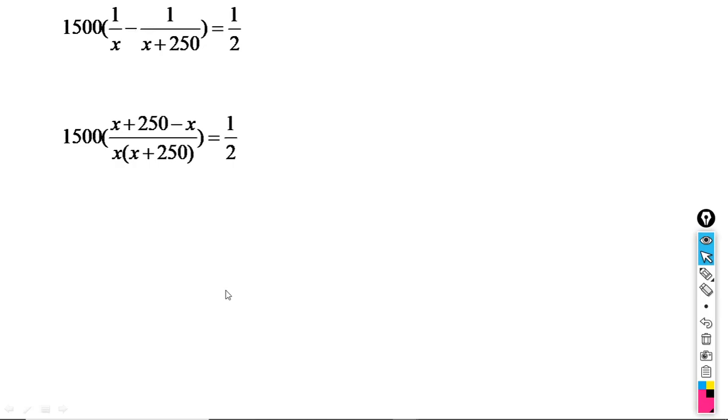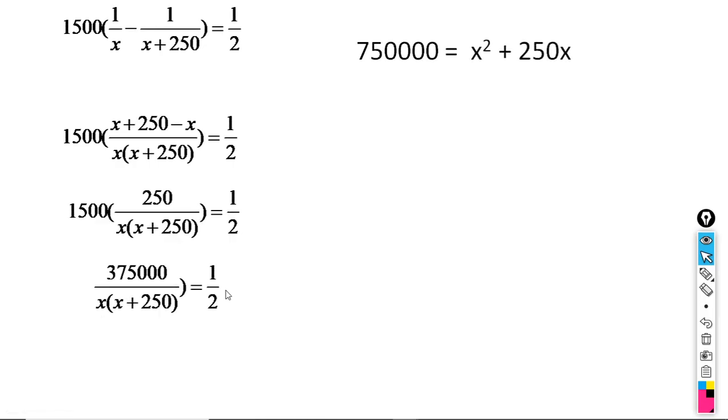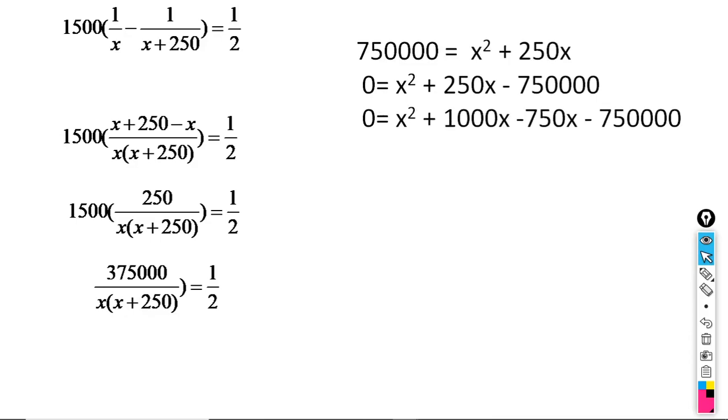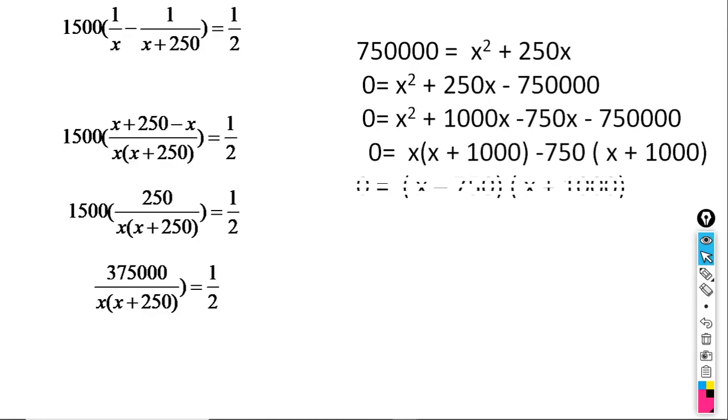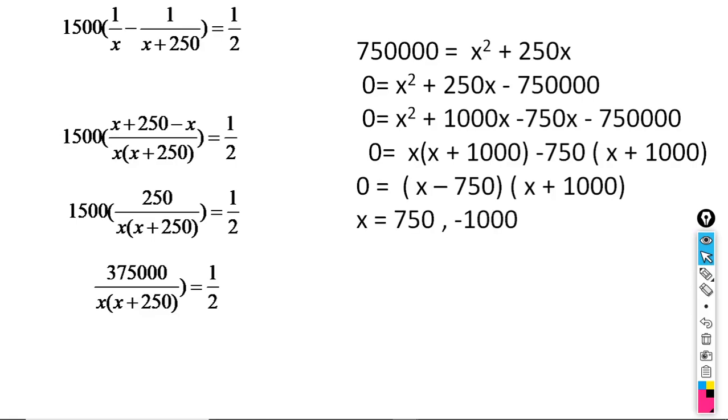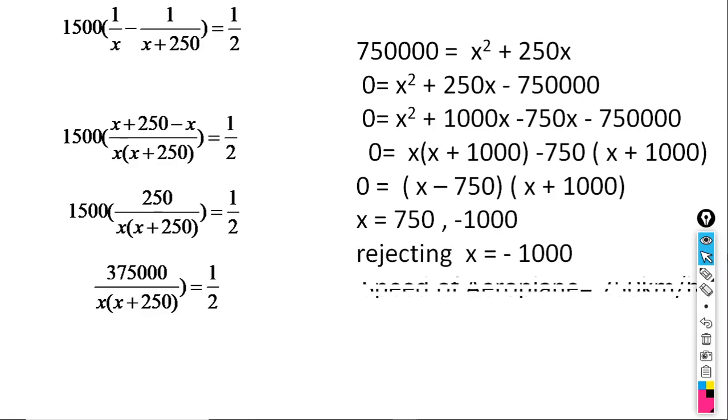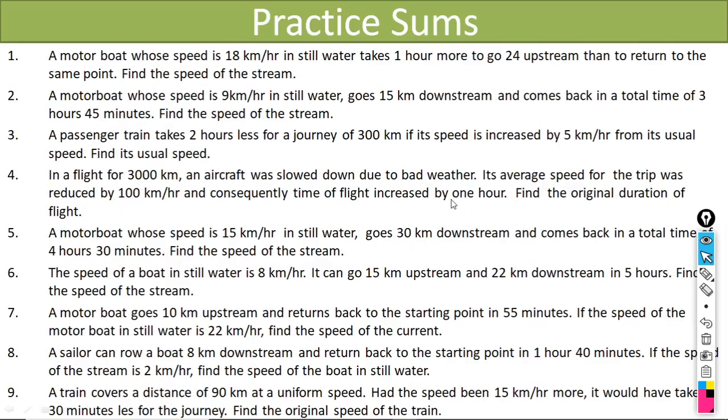By substituting the values, taking 1500 common and simplifying, you get a quadratic equation: x square plus 250x minus 750,000 equals 0. We got the possible factors here, 1000 and 750. By solving this, you find x is 750. It means the speed of the aeroplane is 750 km per hour. These are some practice problems related to the concept. Thanks for watching this video.